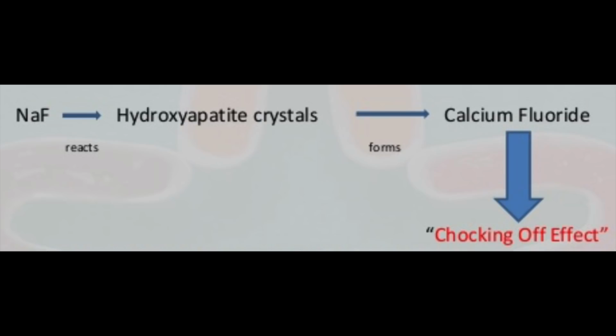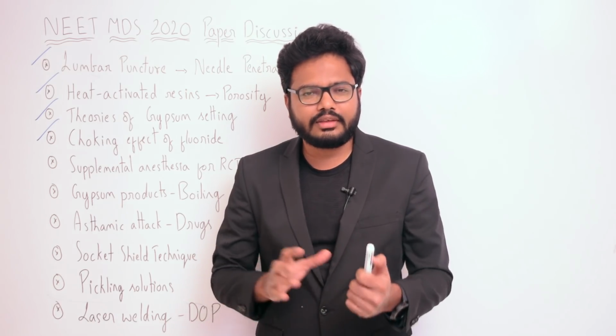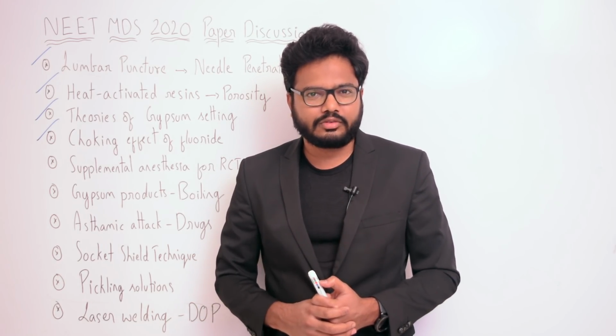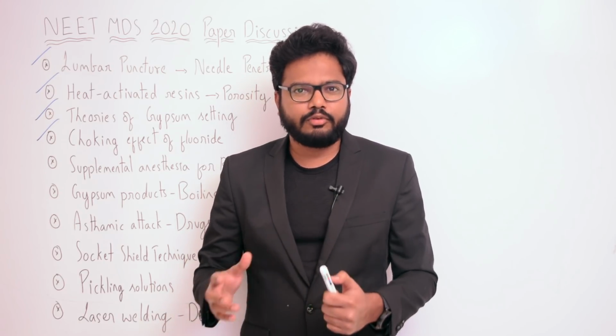So as you can see, a thick layer of calcium fluoride is formed, and this thick layer interferes with further diffusion of fluoride from sodium fluoride solution to react with hydroxyapatite and blocks further entry of fluoride ions. And also this calcium fluoride acts as a reservoir for fluoride release. Right? So this choking off phenomena is associated with sodium fluoride for the following reason.